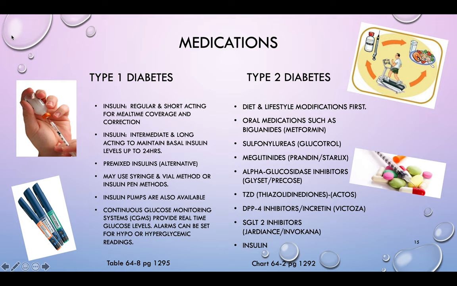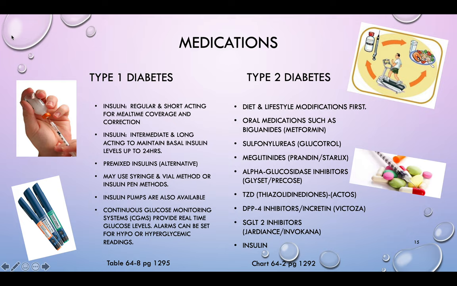Some of the rest of these, I don't hear too much of Prandin and Starlix or Precose. Actos, they used to have Actos and Avandia. They got rid of Avandia because it was directly causing cardiovascular problems. Actos, they just kind of monitor that. It works really effectively on after-meal glucose, and that's why it's such a favorite, but it causes weight gain. That stinks because you're telling type 2s to lose weight.